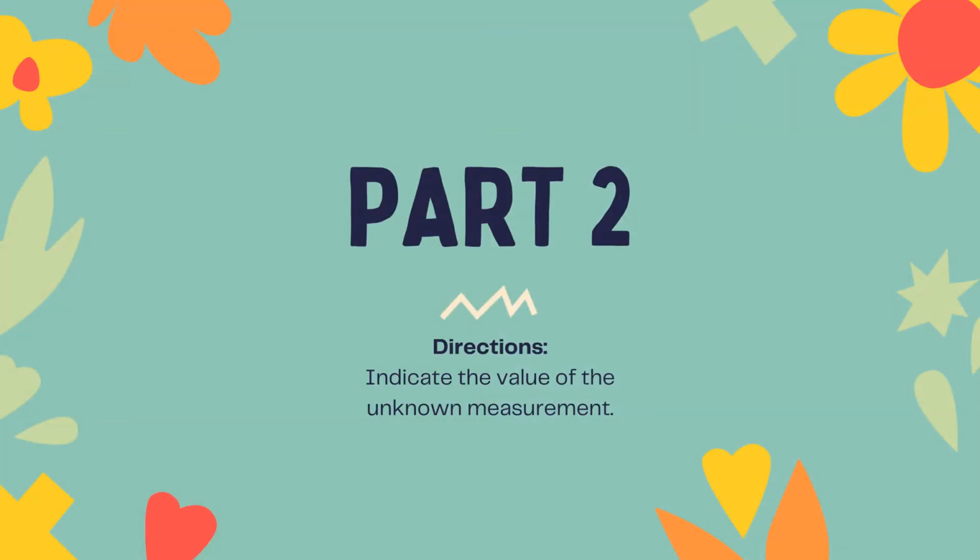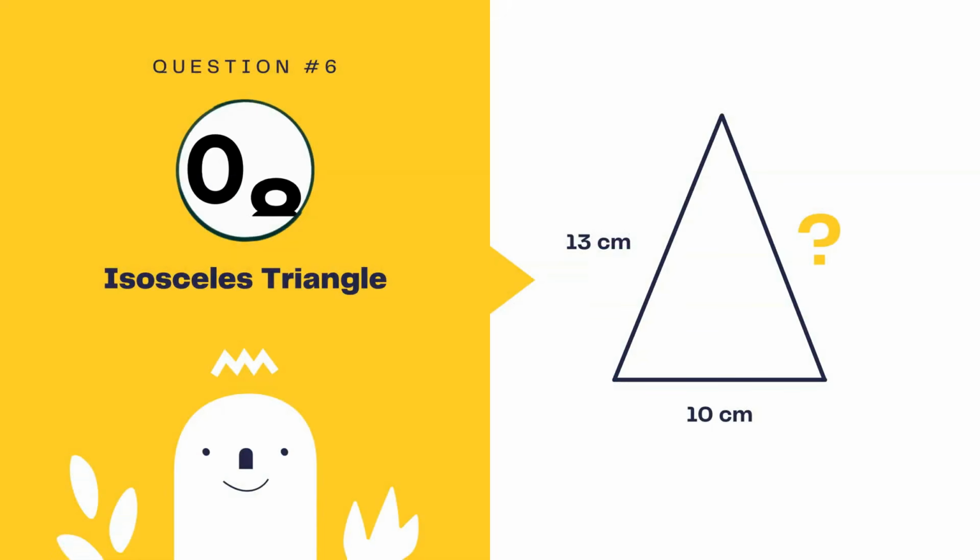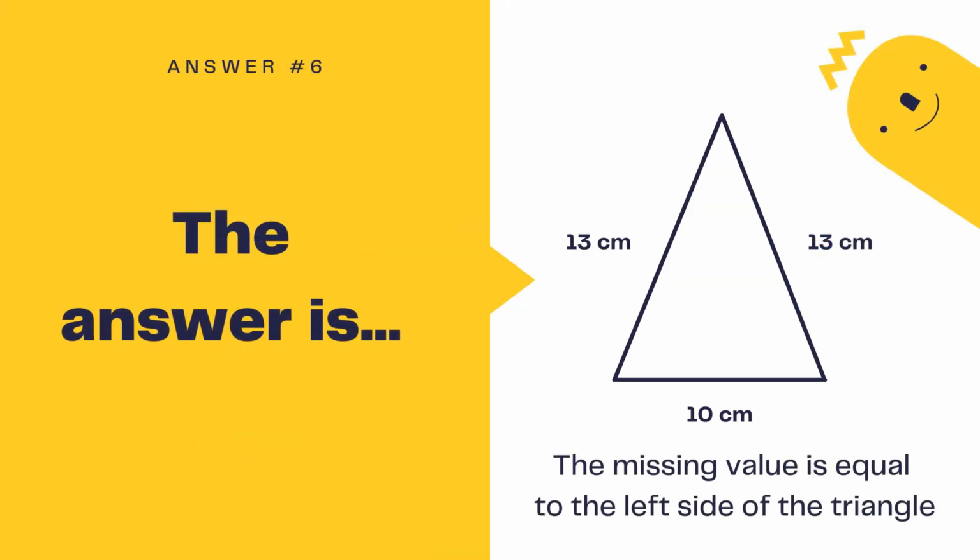Part 2. Indicate the value of the unknown measurement. An isosceles triangle. What is the missing measurement? 5, 4, 3, 2, 1. The answer is 13 centimeters. The missing value is equal to the left side of the triangle.